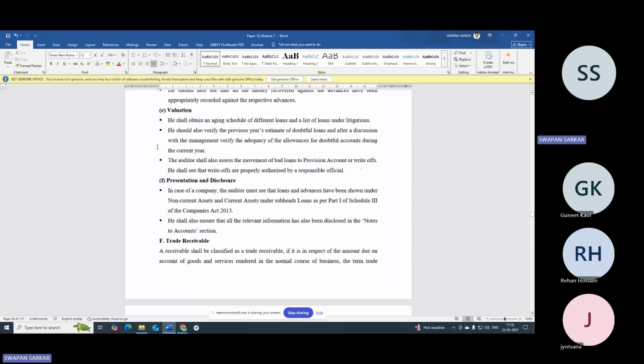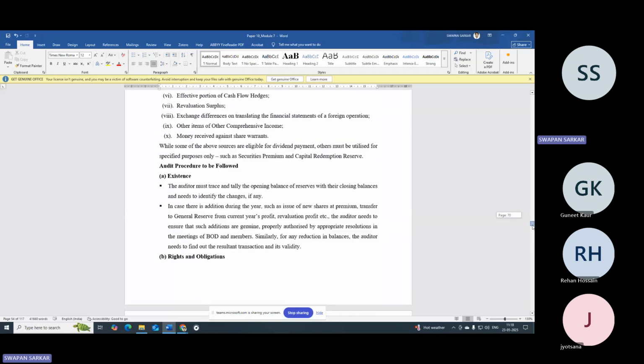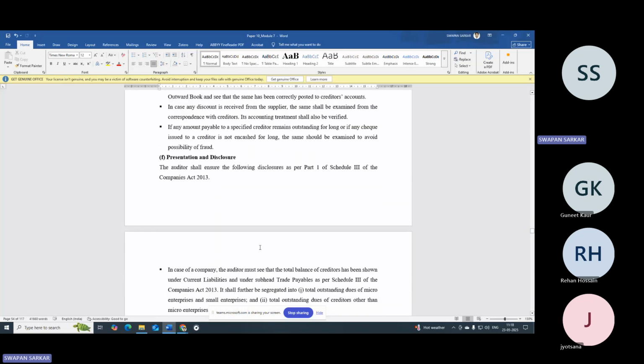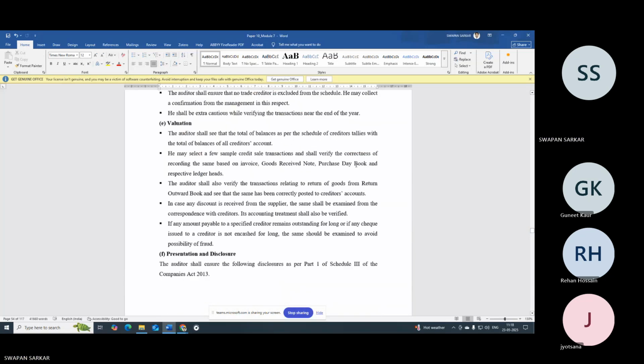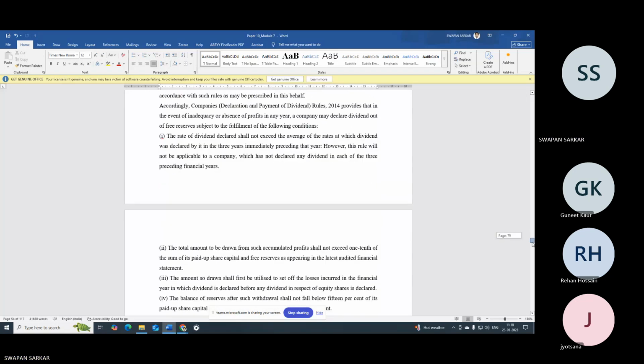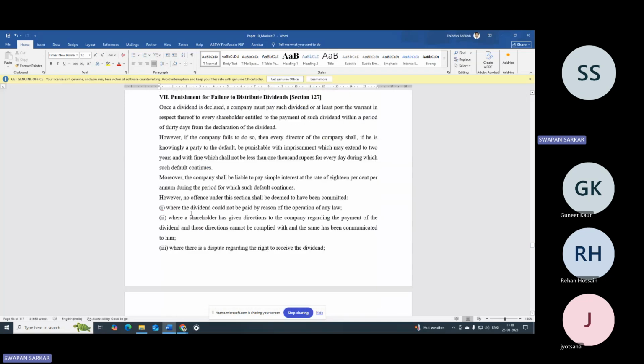Okay, so those were certain items which we have discussed regarding how they will be considered while an audit is underway. Now let us move on to some other topic, and if time permits, we will discuss one or two more such topics.